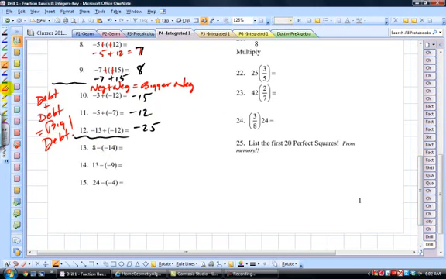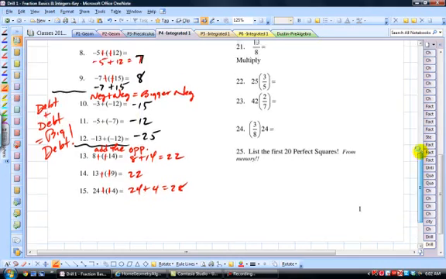Down here, we're going to add the opposite again. So you cancel out the negatives right here. You have 8 plus 14, or 22. You just have to get used to this. 13 plus 9, 22 again, different numbers, of course. All right, 24 plus the opposite of -4 is 24 plus 4, or 28. Add the opposite. Keep that in mind.